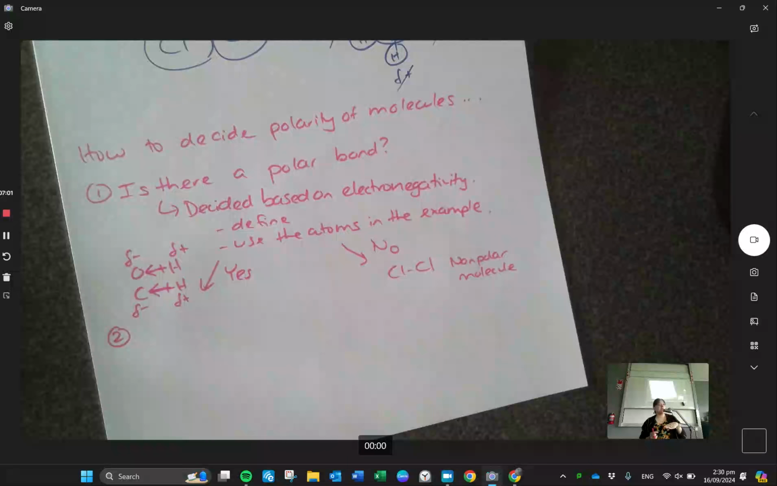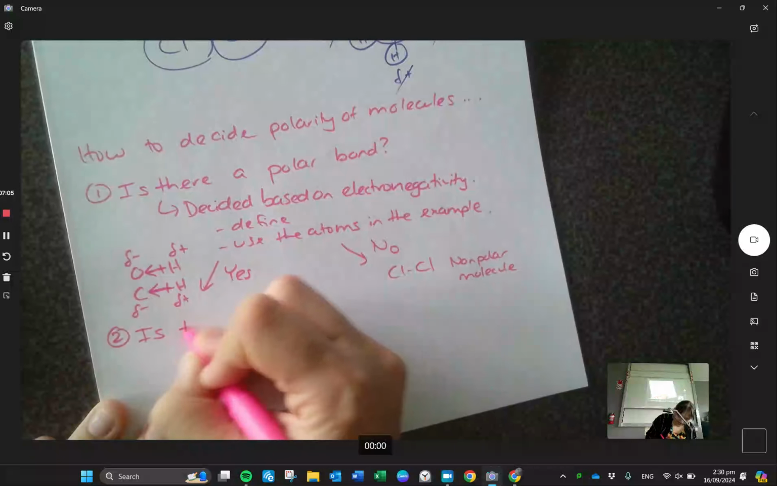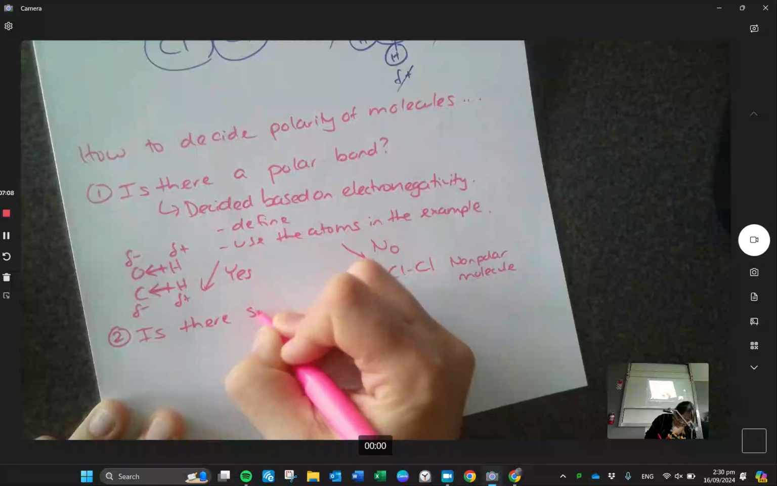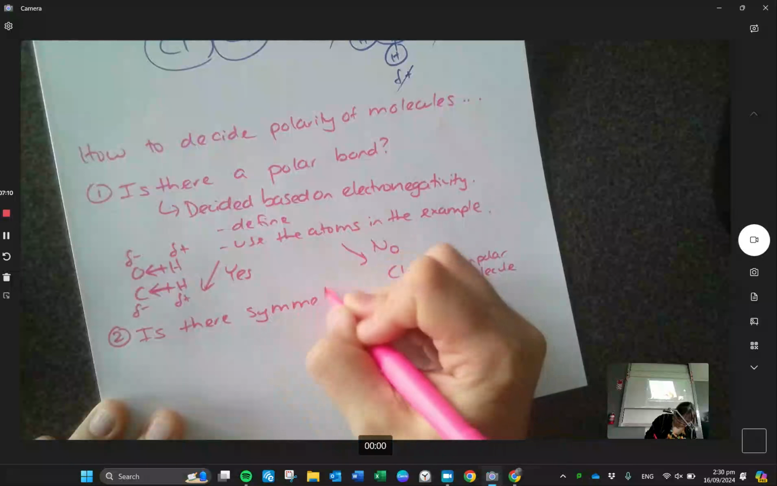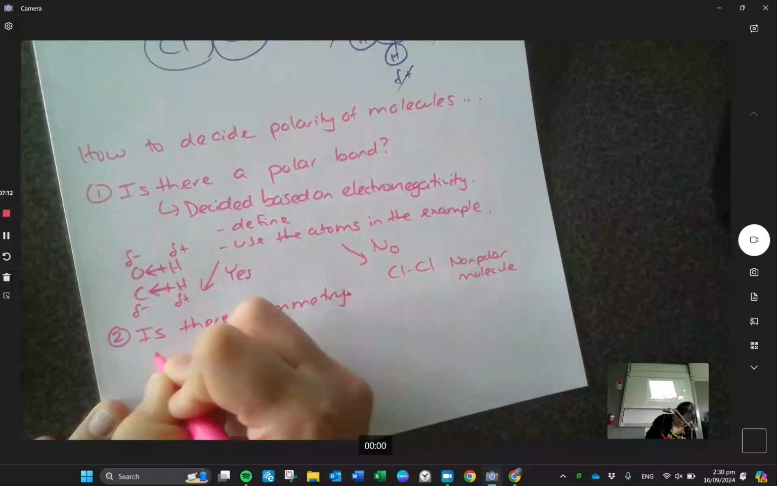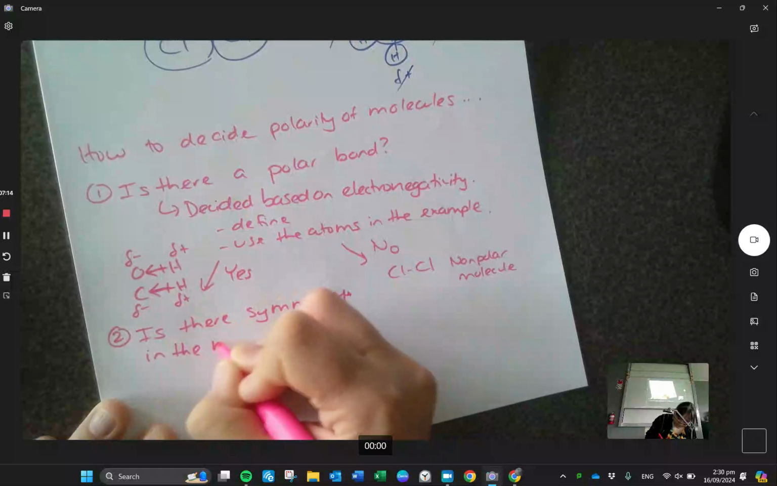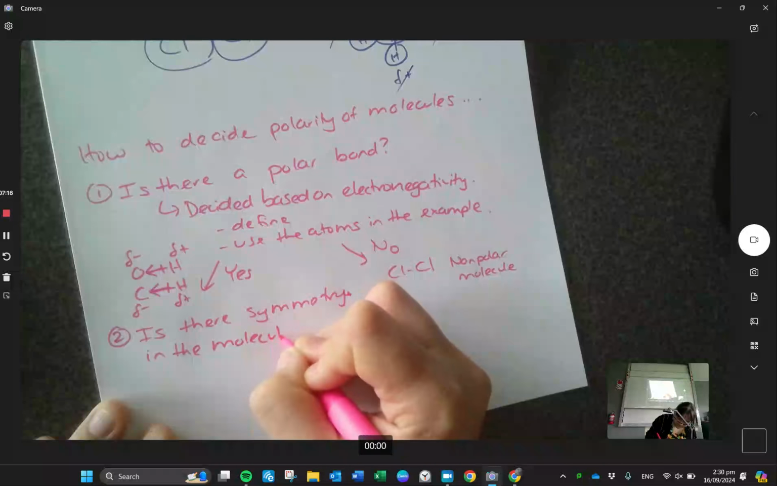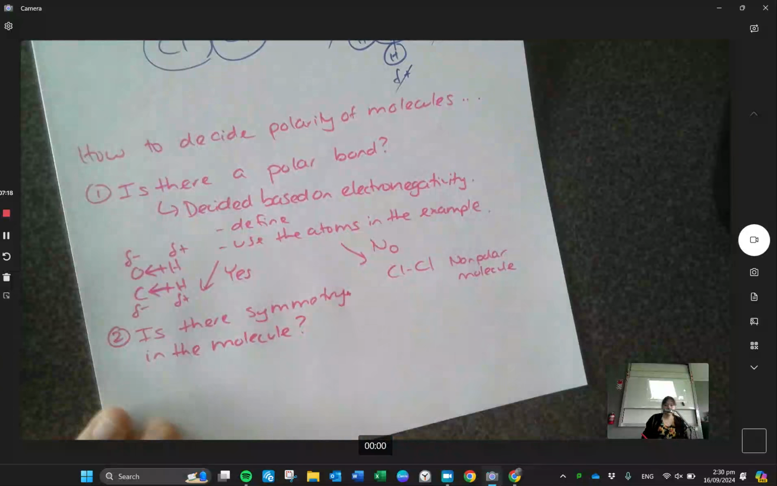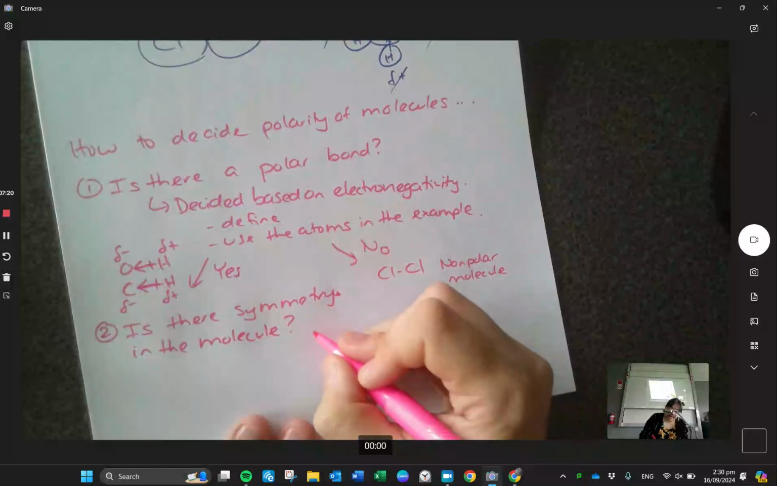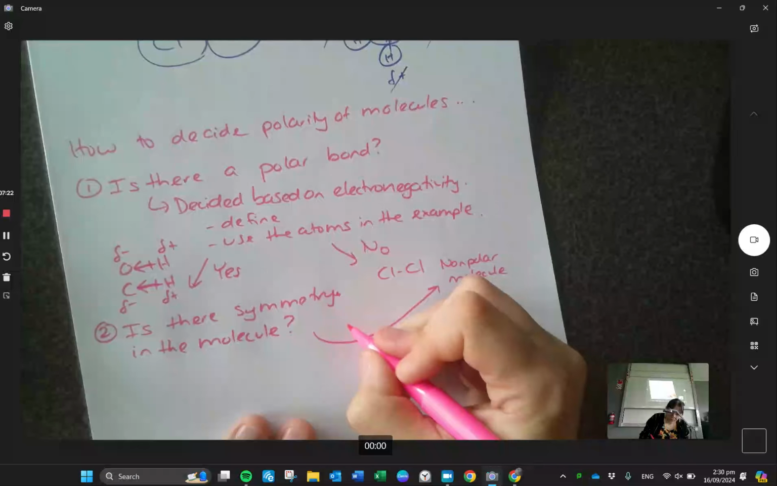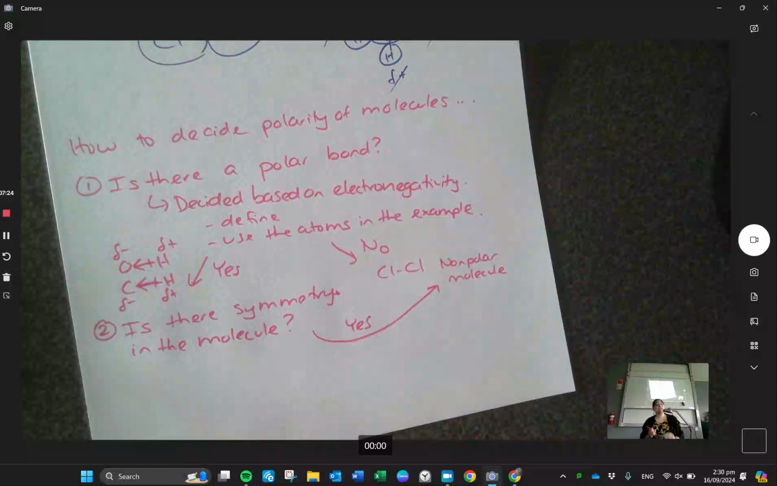The next question we ask is there symmetry in the molecule? If the answer is yes, then again, we have a nonpolar molecule. And the reason why is because the charges are canceling out.